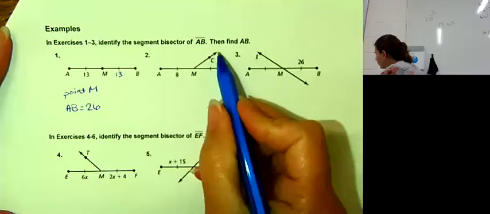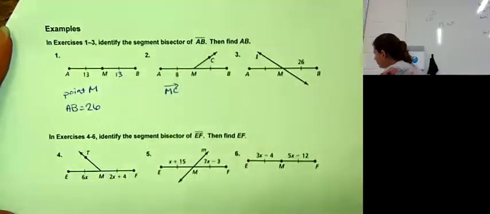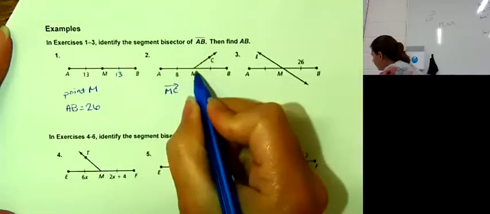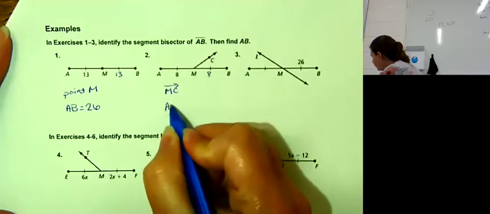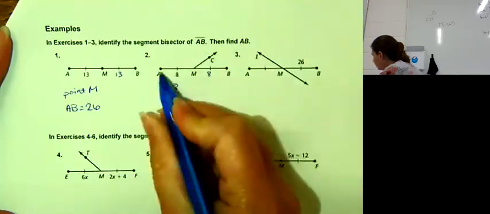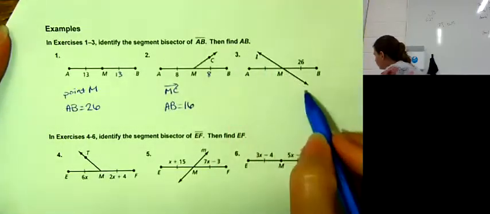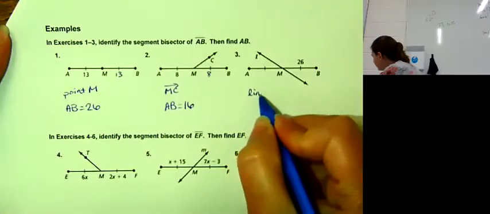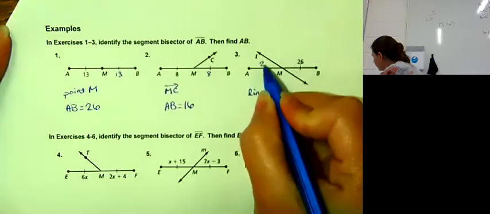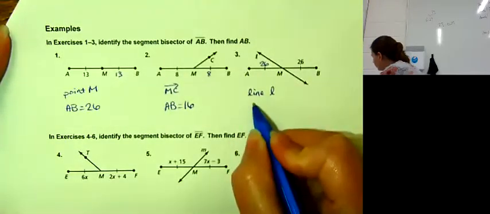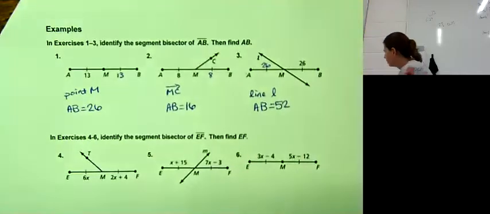So on this one, the segment bisector is the ray MC. And here again, if AM is 8, then MB is 8. So the length of AB would be those added together, which is 16. And for 3, the segment bisector in this case is line L. So if MB is 26, then AM has to be 26. So the length of AB would be 52 when we add those together.